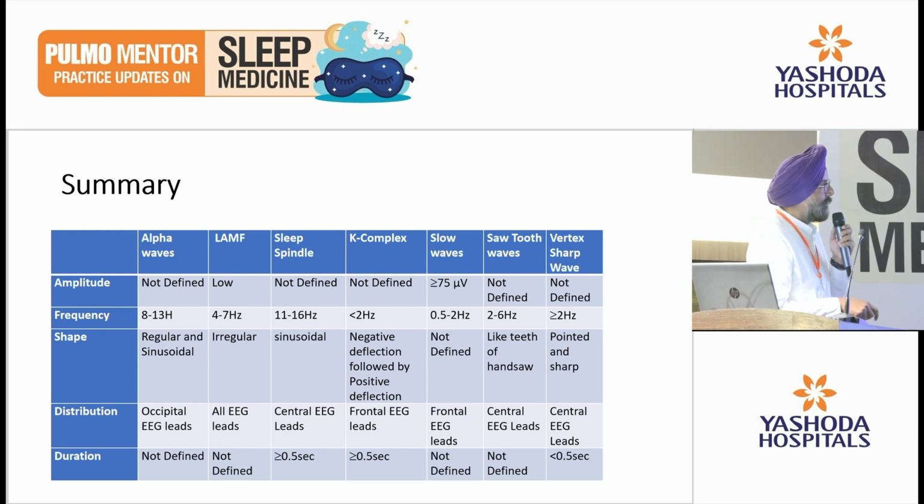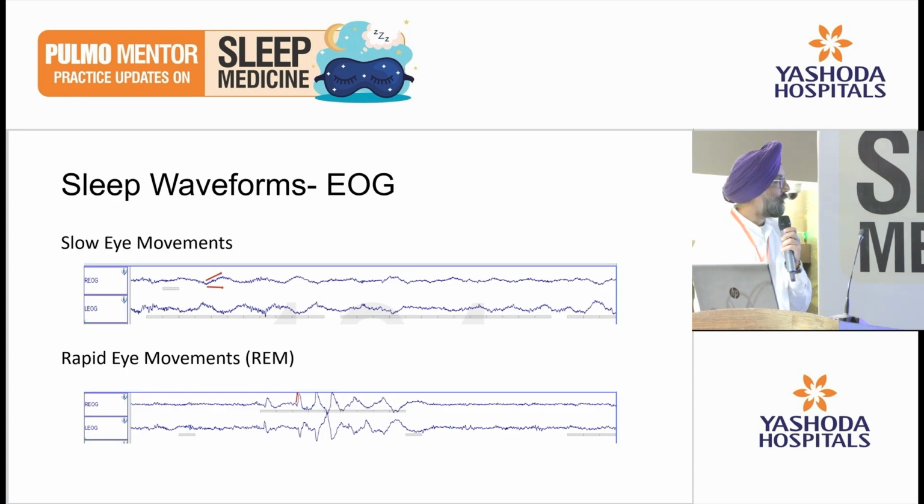So in summary, you will see these kind of waveforms like alpha waves, LAMFs, spindles, K complexes, slow waves, sawtooth waves, and vertex sharp waves with these features. In EOG, you will see slow rolling eye movements. Slow rolling eye movements are seen over here. They're seen in both the eyes, and they just roll over slowly.